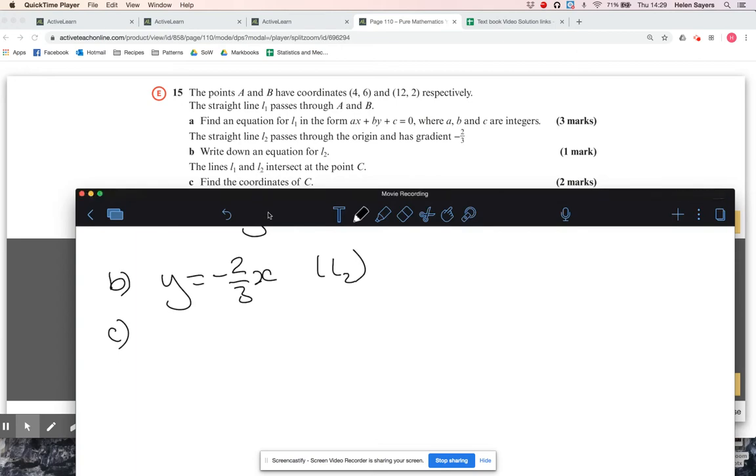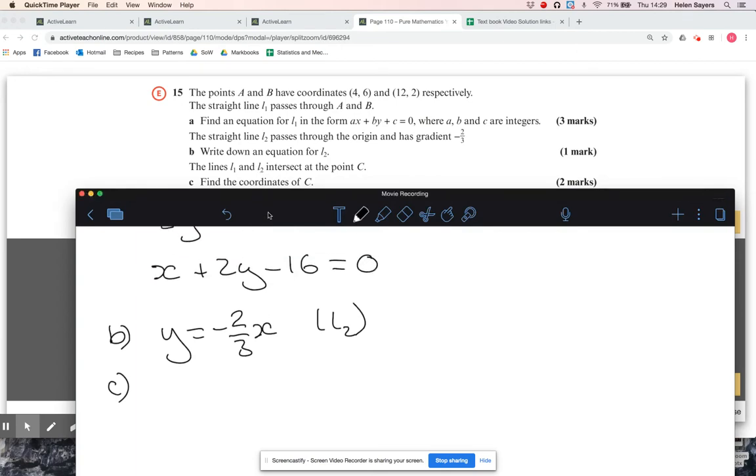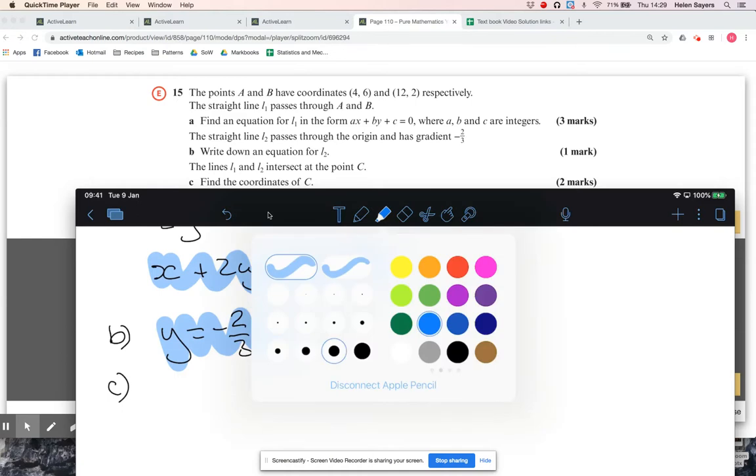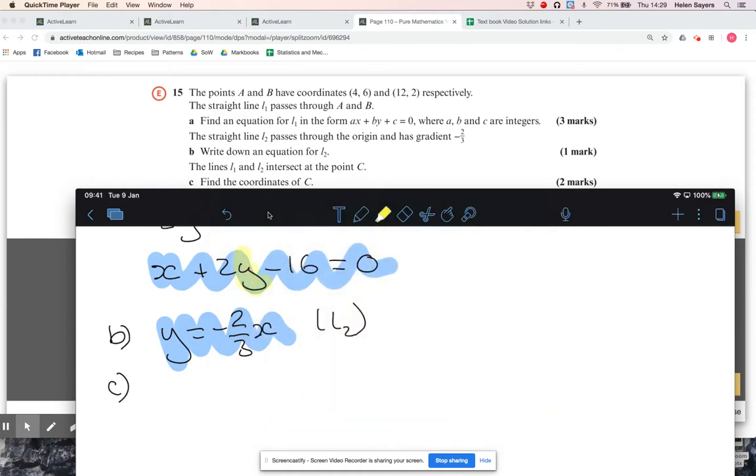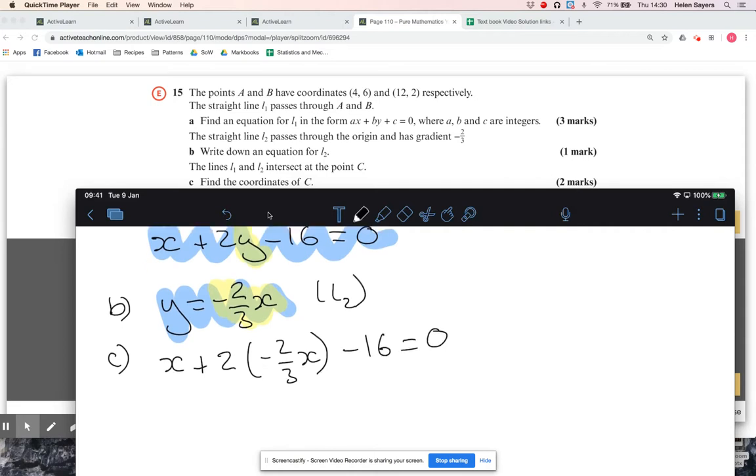So find where those two lines intersect. In fact, I don't need to write them out again. So where those two lines intersect, I am going to use substitution. And where this one says y, I am going to substitute in minus 2/3 x. There's variations on how you might tackle it. I think that's one of the quicker ways. So the first equation becomes x plus 2, and then for y, I'm substituting in minus 2/3 x, minus 16 is 0. So let's just tidy that up.